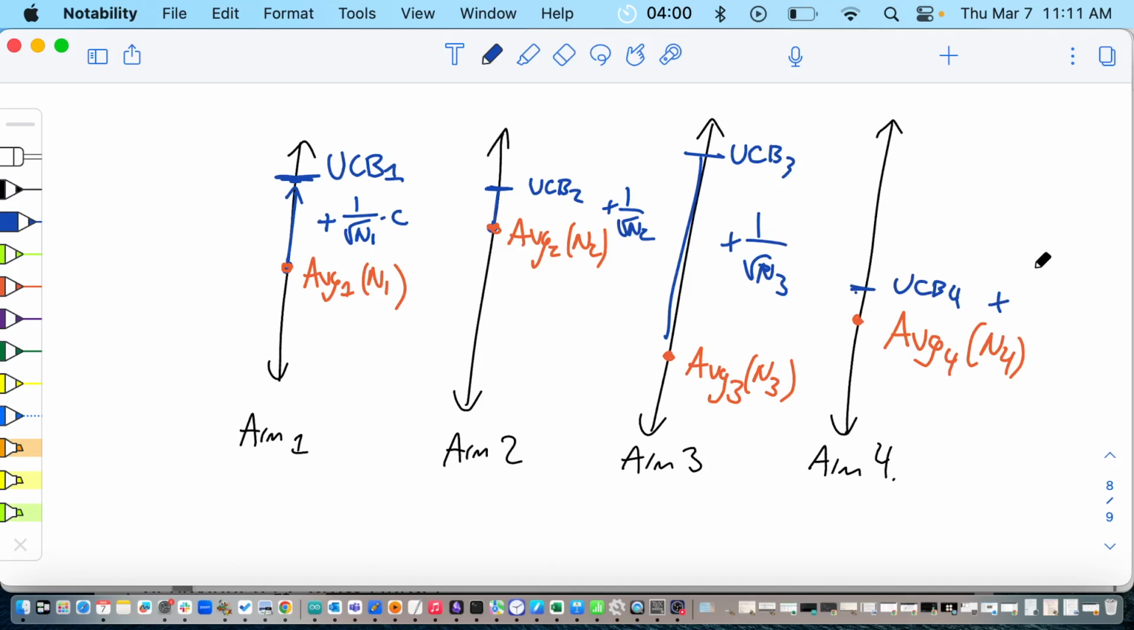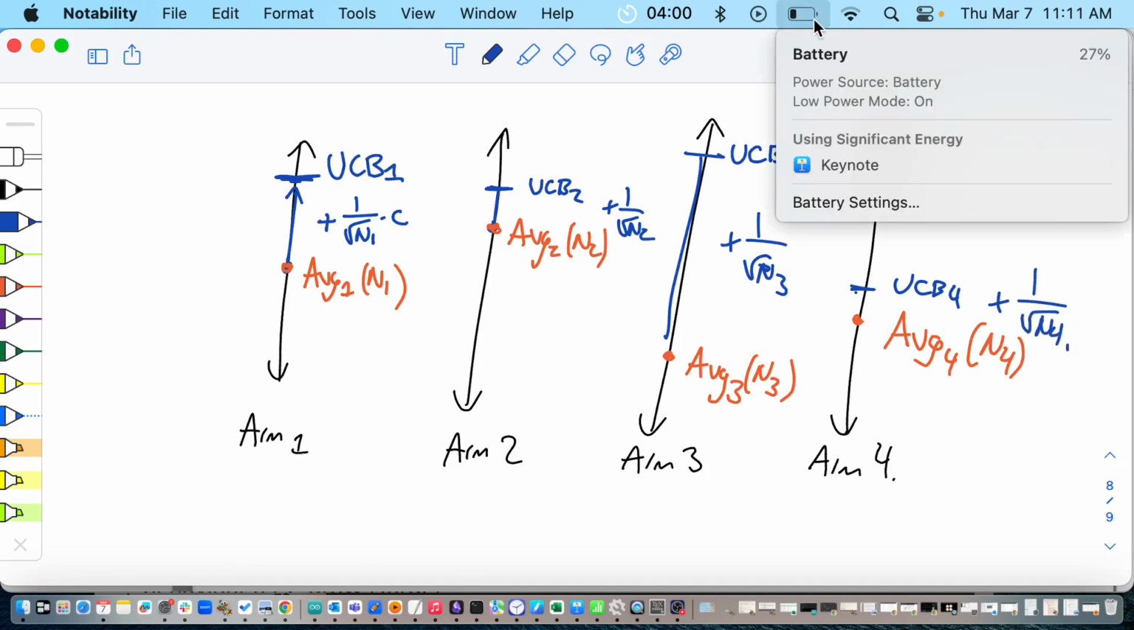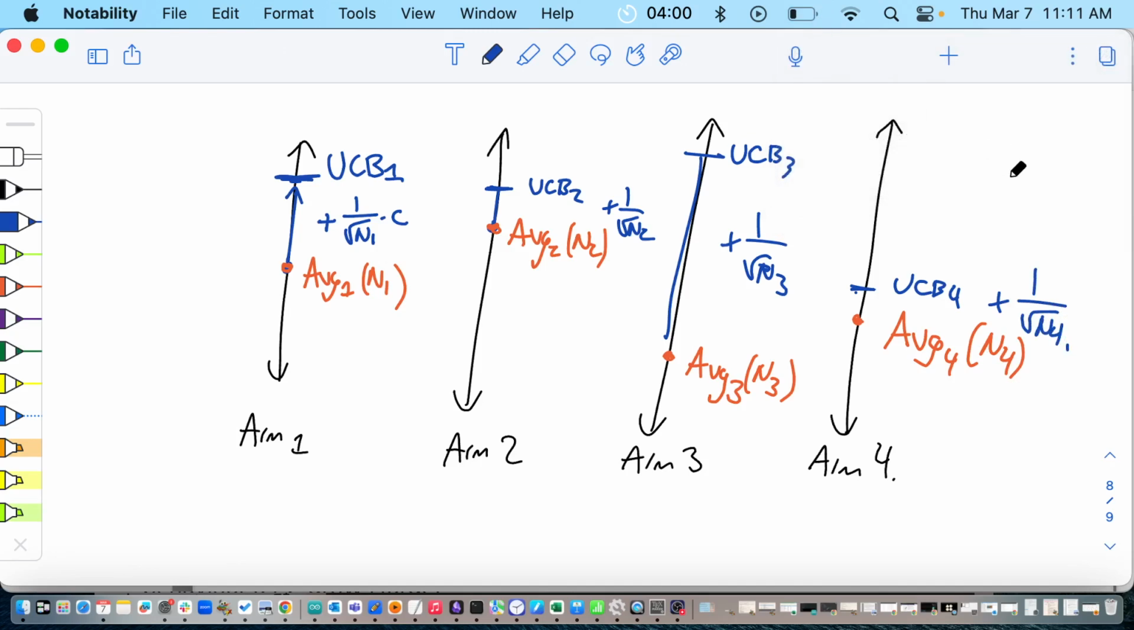UCB4 is plus 1 over the square root of N4. Okay, and let's also check our battery levels. Okay, we should be okay. So each of them is getting a boost. Now you'll notice the sizes of the boost are different, right? Some of them get a big boost, some of them get a small boost. Which ones get a big boost?